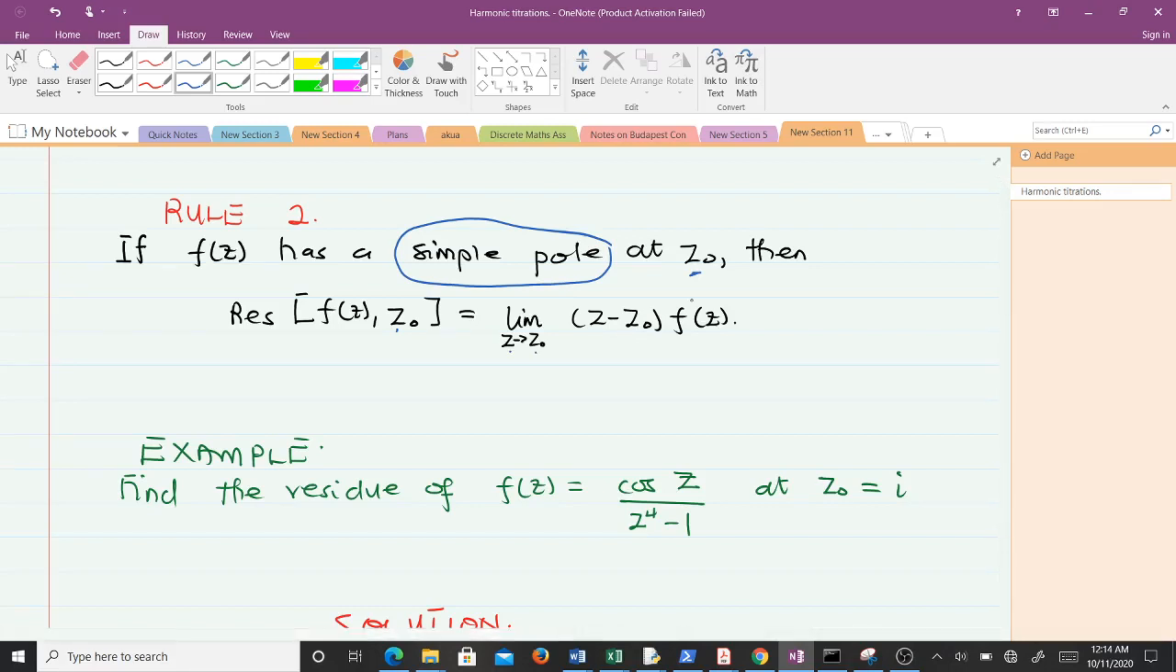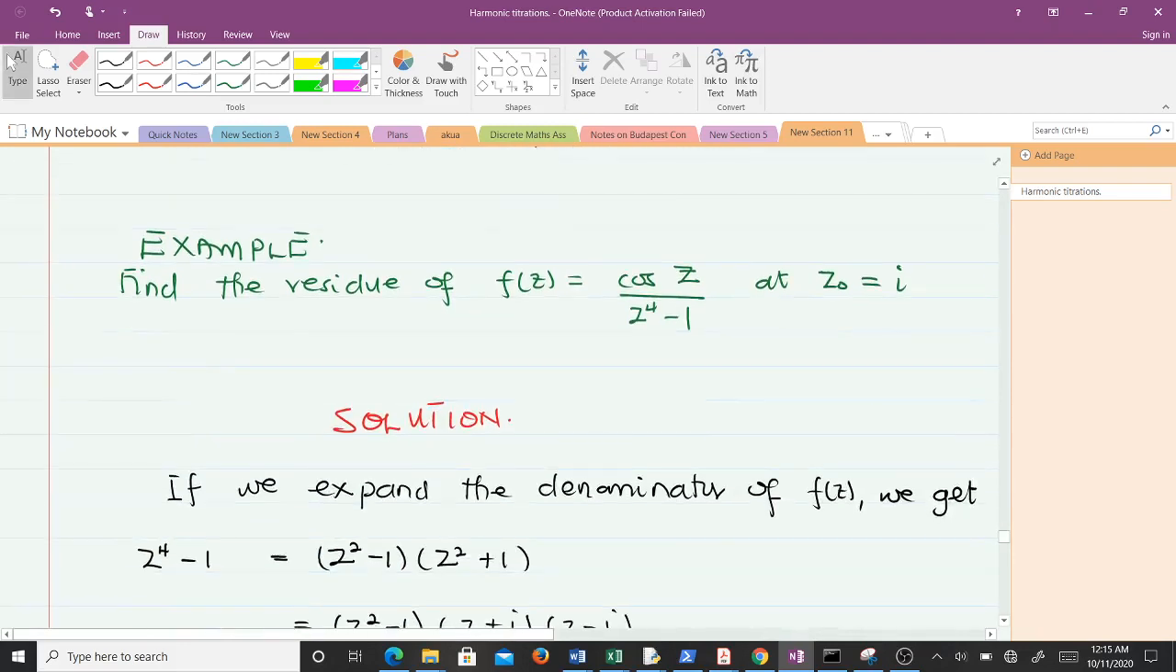So I want you to take note of the second rule. It is also very simple to apply to solve questions. Actually, as we solve questions, you will really understand the second rule as well. So this question says find the residue of f of z, where f of z is cos z over z to the power 4 minus 1, at z naught equals i.